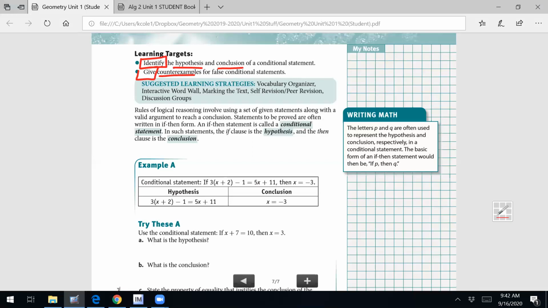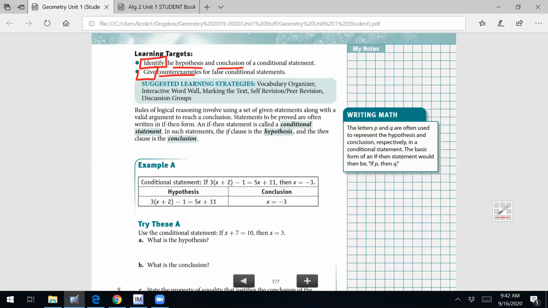In such statements, the if clause is the hypothesis and the then clause is the conclusion. So what we're going to be working with is if-then. If it is raining outside, then it is cloudy, wet. I don't know, something like that. An if-then statement, okay? So we're going to see lots of examples of that.